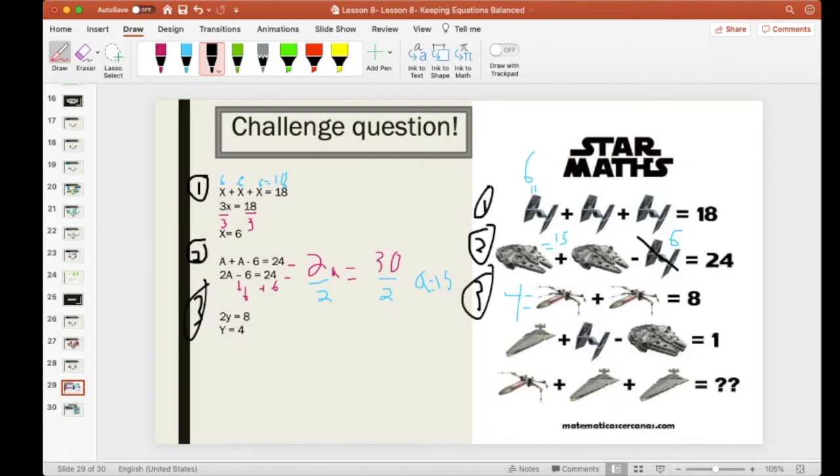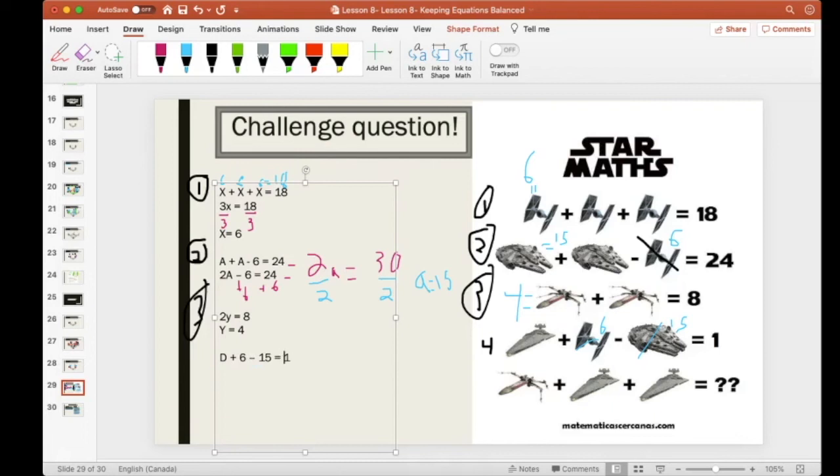Number 4. Right, we have 2 values we know and 1 we don't. So let's put in the values we do know. Okay, so this TIE fighter, what did we say it was worth? It's worth 6. This Falcon, what did we say it's worth? 15. So let's write this out. So we have, this is a Star Destroyer, we'll call it D plus 6 minus 15 will equal 1.